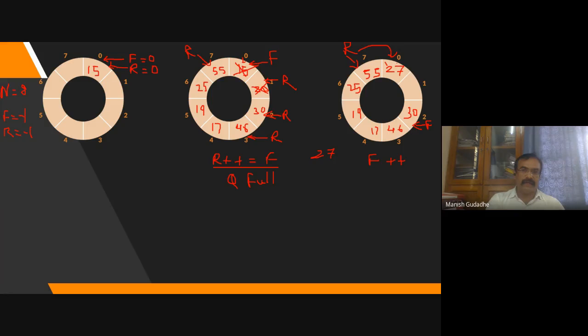How will these two things be handled? Because if I am saying R plus plus, it should become 8. And we don't have the index 8 anywhere. So what is the remedy for this? What we do is, we calculate R not as R plus 1, but we calculate R as R plus 1 mod, that is the percent symbol, mod n.